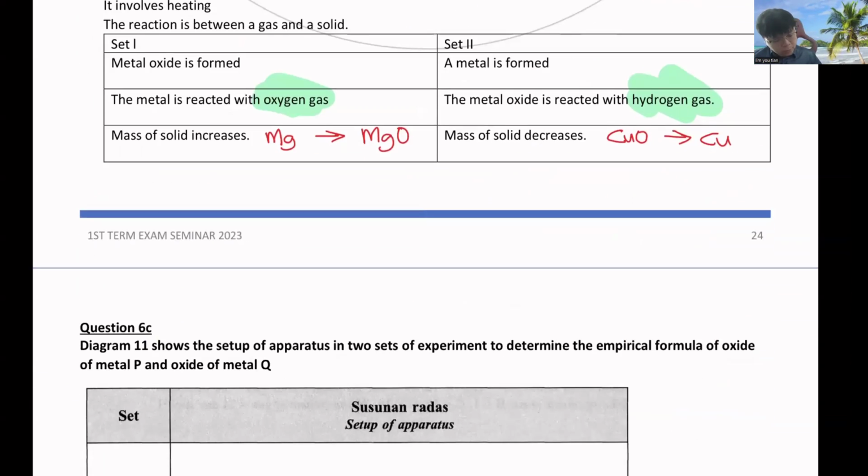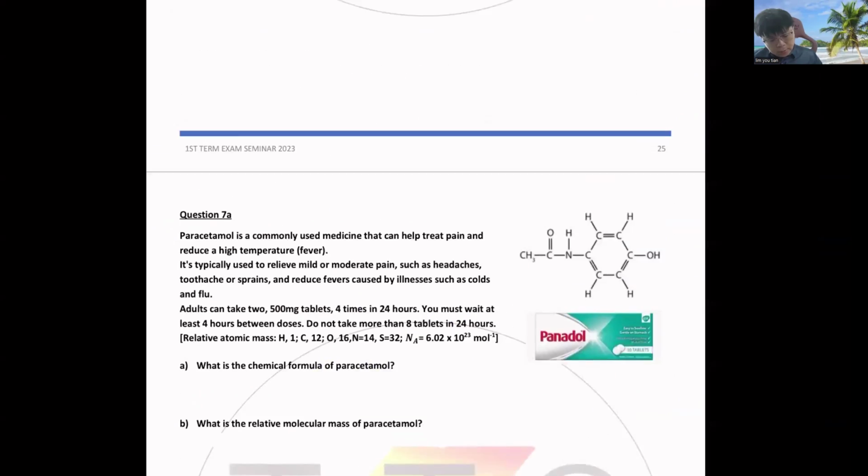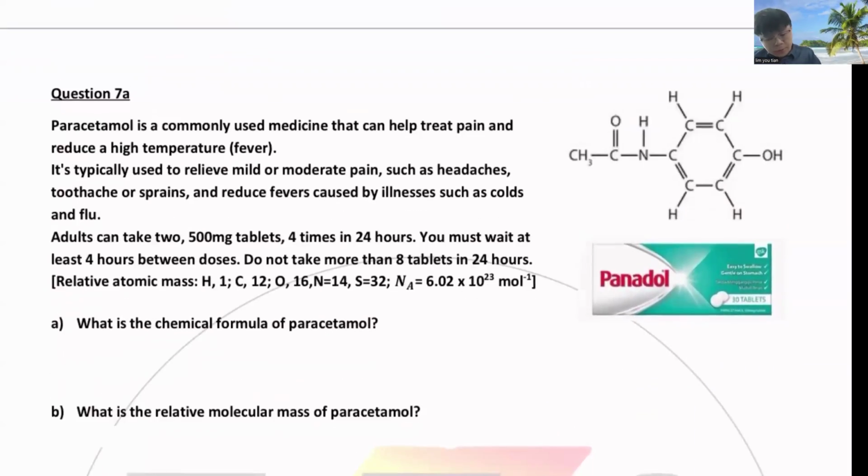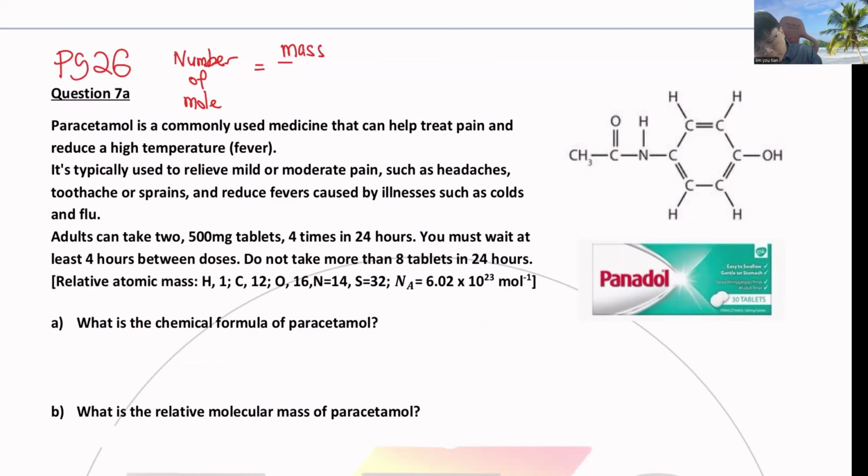Okay, so done with it. Now we move on to those calculation questions. Everybody turn to page 26. Okay, so we will start with the calculation questions. First thing, for our syllabus, you know that the number of moles, we have three formulas. The first formula is mass over molar mass.